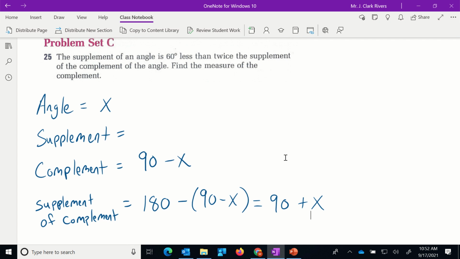Yes, Grace? If you're distributing, why is it negative 90 plus x? Well, it's going to be 180 minus 90, which is, oh, positive, okay. 90. Yeah. So the supplement of an angle, that'd be right here. We said we're going to change that, is 60 degrees less than twice the supplement of the complement of the angle. Who can tell me what our supplement is now?